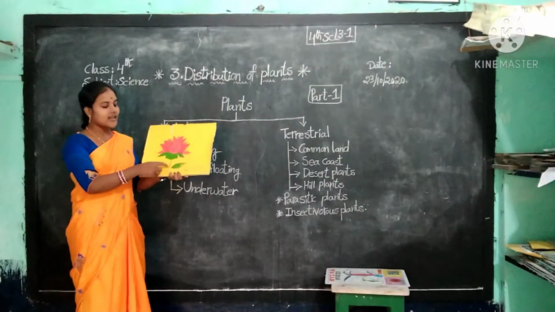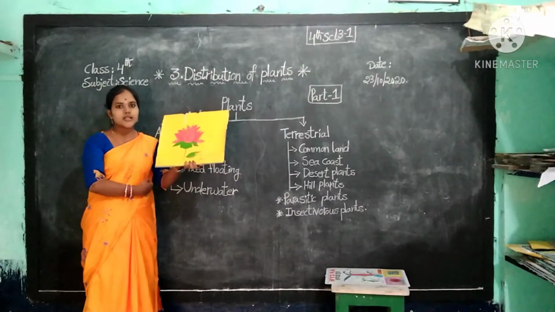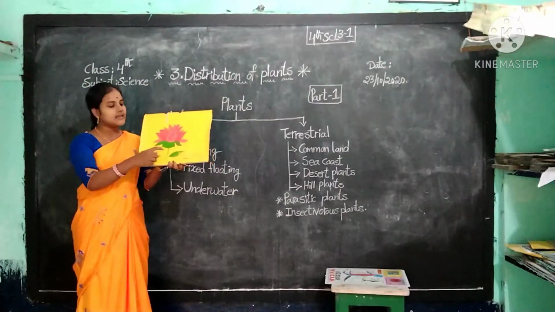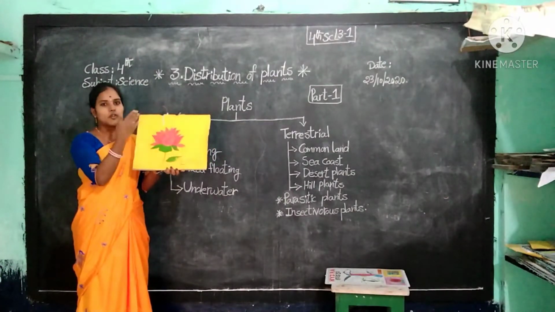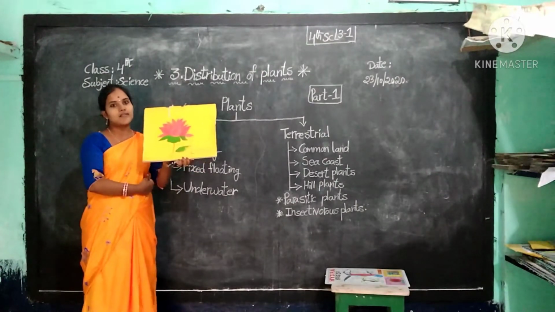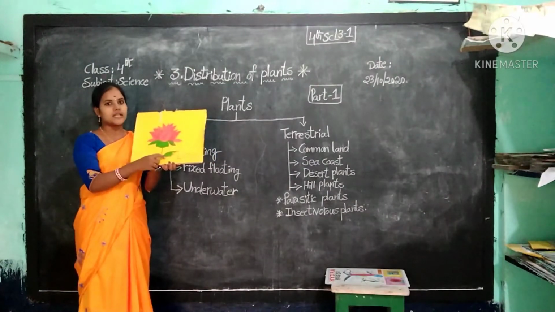They have a long hollow stem and deep roots. As the stem is very light, the leaves and flowers float on the water. The leaf is very flat and broad, and the leaf has stomata on the upper surface.